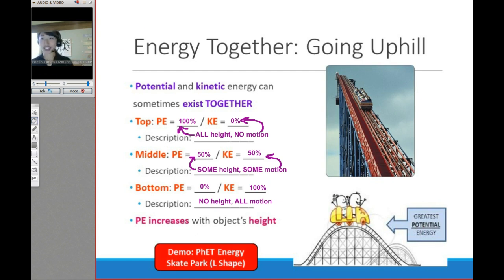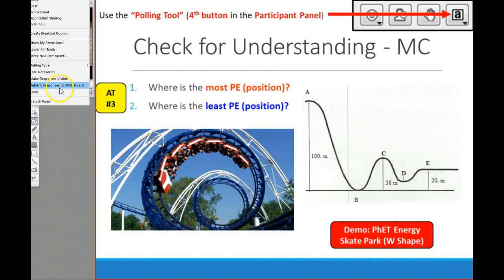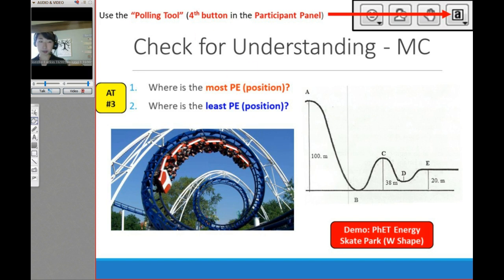Cool. All right, everyone, let's keep going. I'm going to give you some polling tools, and I want you to pay attention to this. Our first question is, where is the most potential energy? Again, potential energy, do I think of height or do I think of motion? Tell me in the chat box. Potential energy, do I think of height or motion?